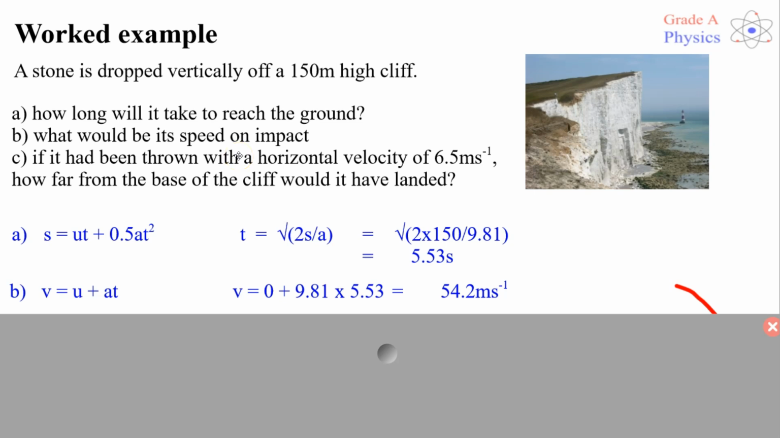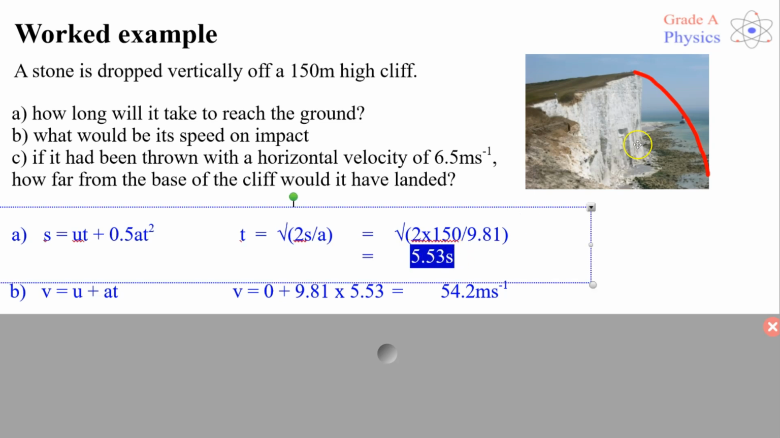Right, part C. What about if we'd thrown it horizontally with a velocity of 6.5 meters per second? So now we have our parabolic path. So we have this horizontal motion and also this vertical motion as well, this acceleration. Now that sounds really difficult all of a sudden. However, if we know the time for that it fell vertically, that is exactly the same. So this is the first key concept that students really struggle with. The time is the same. Even though it's moving horizontally, it is still falling the same distance vertically.